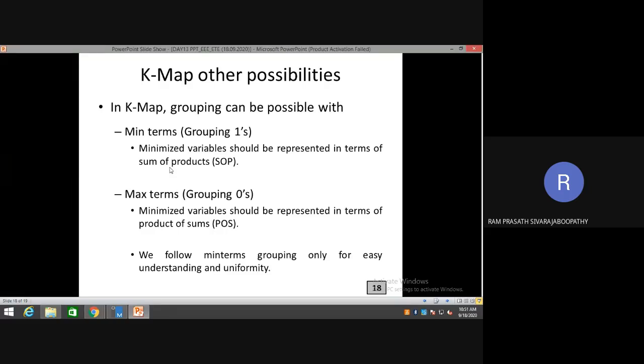We do not do max term grouping. If we do min term grouping, what do we do? We OR all the expressions. If we do max term grouping, we AND them. That's it. So we follow only min term grouping for easy understanding. Clear? Is it okay? Fine? Is it clear? Kindly type it in the chat so that I can proceed to the next thing.